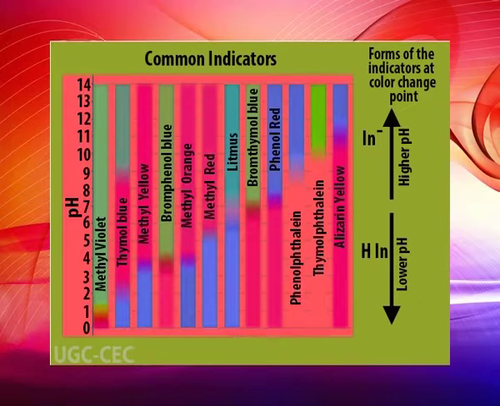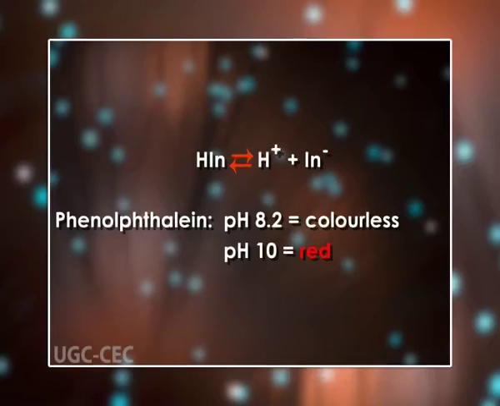An indicator is usually a weak organic acid or base dye that changes color at definite pH values. The weak acid form, that is H indicator, HIn, will have one color, and the weak acid negative ion, In negative, indicator negative, will have a different color. The weak acid equilibrium can be shown as HIn gives H positive plus In negative.